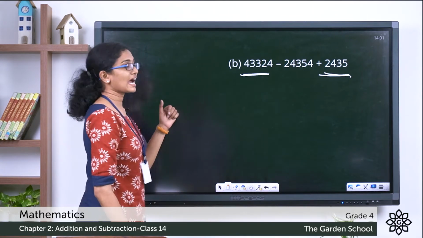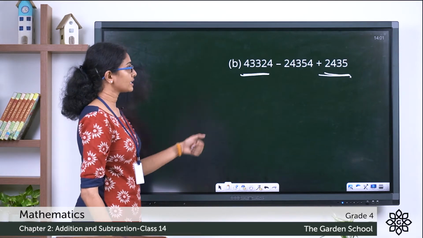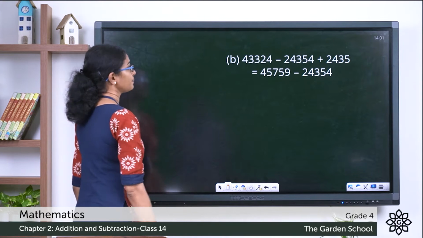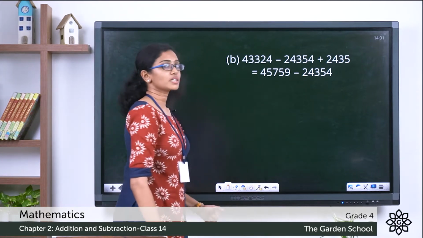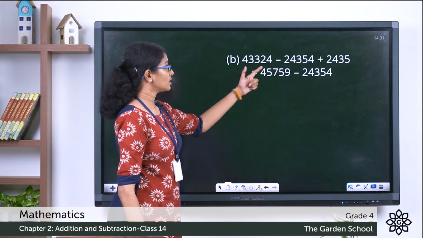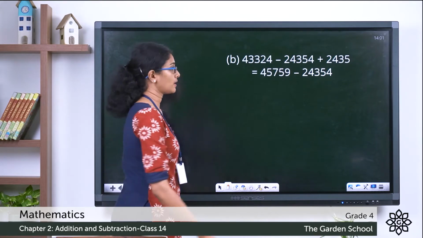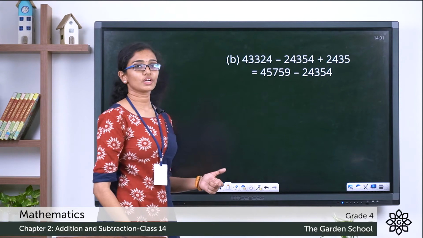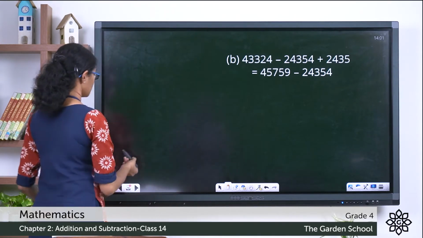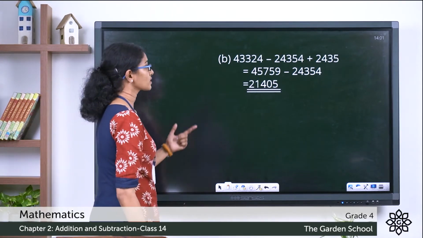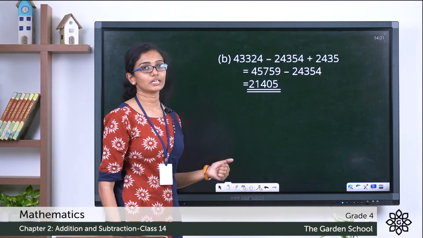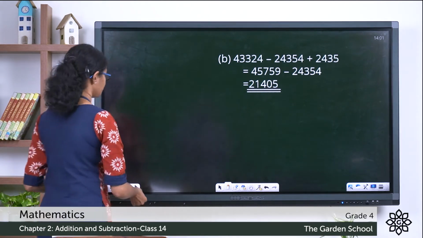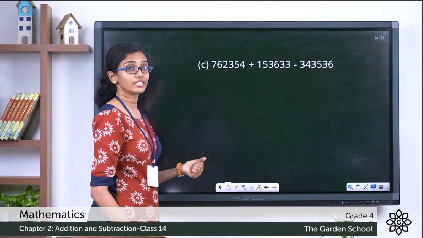So let's add those two numbers. So adding them will give you the sum 45,759. Now let's do the remaining subtraction part. So that is minus 24,354. After subtraction, you'll get the answer 21,405. Now question C.